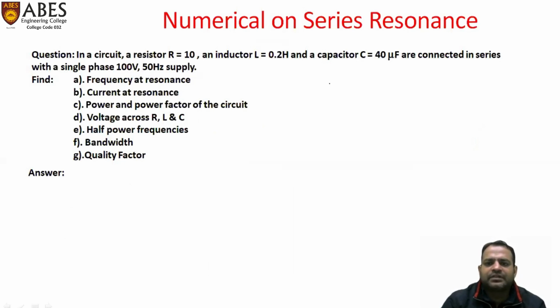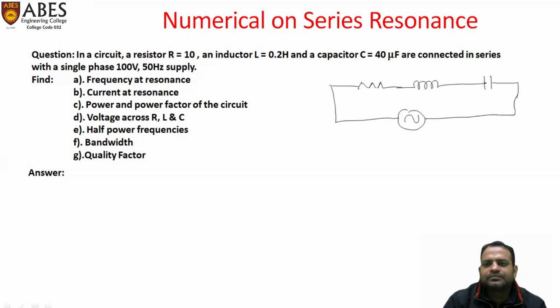So we are making first a circuit. This is our R, this is L, this is capacitance C, connected in series, and the operating voltage is 100 volt and 50 hertz. The value of R is 10 ohm, L is 0.2 Henry, and capacitor is 40 microfarad. So in such a way, our circuit is there. Now find out the resonating frequency.